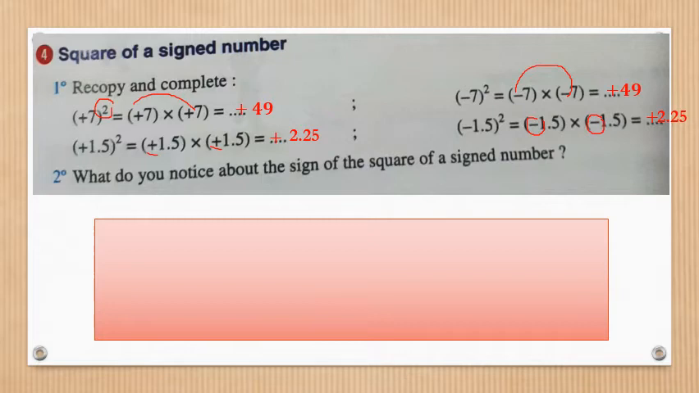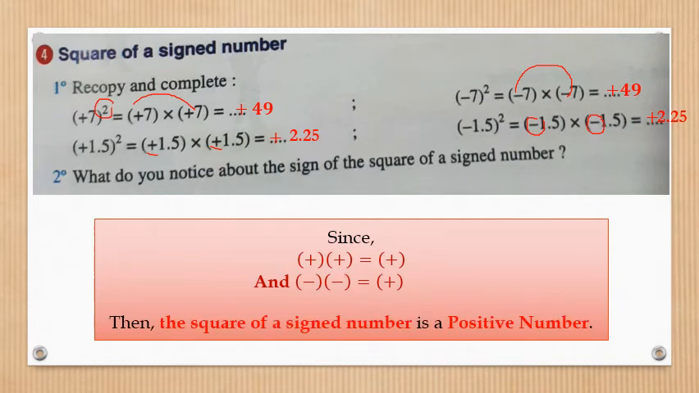Look at all the answers here. Plus 7 squared equals minus 7 squared equals 49. Also, plus 1.5 squared equals minus 1.5 squared equals plus 2.25. So, the square of a signed number is always a positive number.